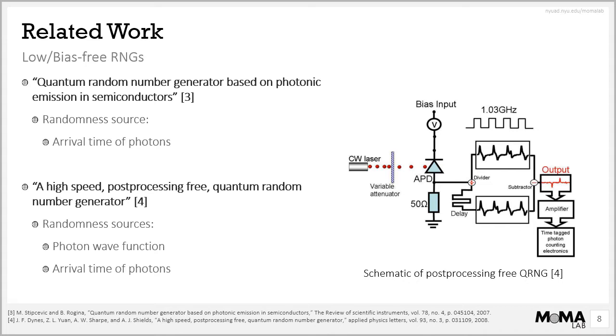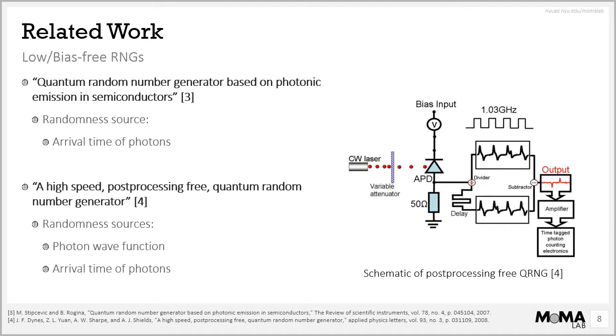In this slide, I would like to present two works that focus on bias-free solutions. The first study is based on the arrival time of photons and attempts to eliminate bias and autocorrelation, and eventually manages to reach very low levels of bias. The second study provides a solution that is based on the arrival time of photons and their wave function, and manages to not require any post-processing operations at all.